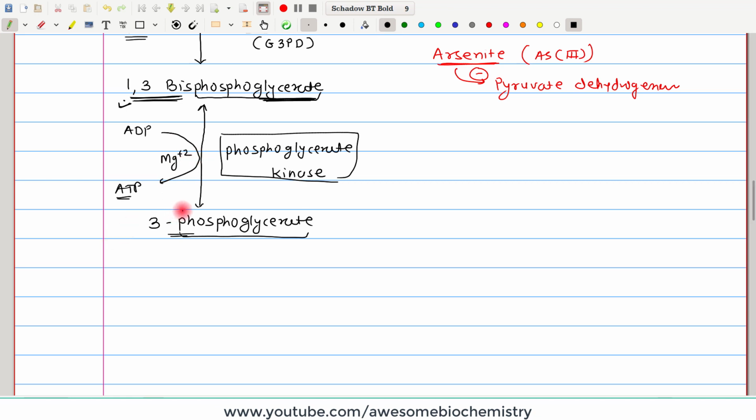Now, the very interesting thing to note here is that the kinase enzyme, whenever it participates in any reaction, almost all the time that reaction is irreversible. But this is the exception. This is a reversible reaction. So, this is one of the rare examples of a reaction which is catalyzed by a kinase and still is a reversible reaction. So, this exception we have to remember.